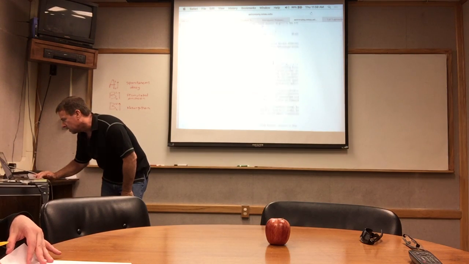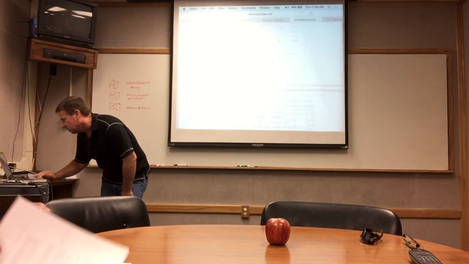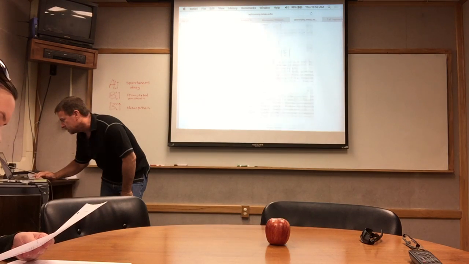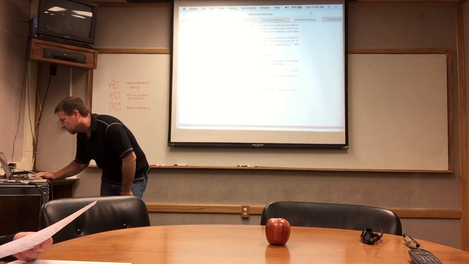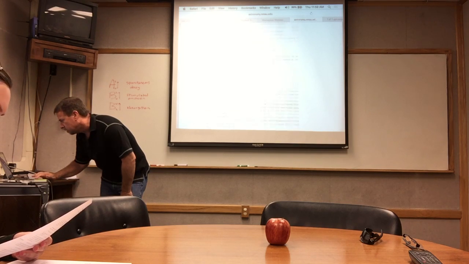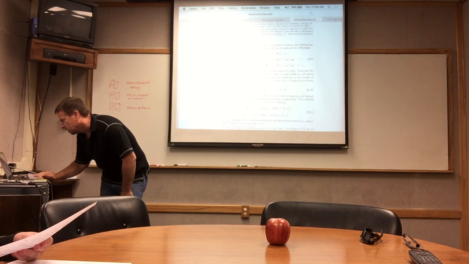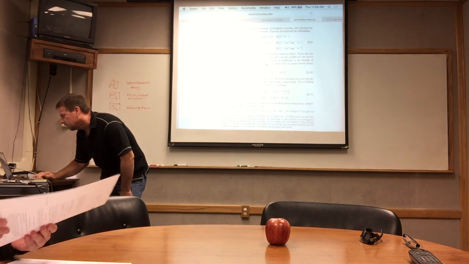There's a lot of details in all this physics, as you can see. What I want to do is get to the page that had the Einstein A's defined. 39. Thank you. Getting there. Here they are.